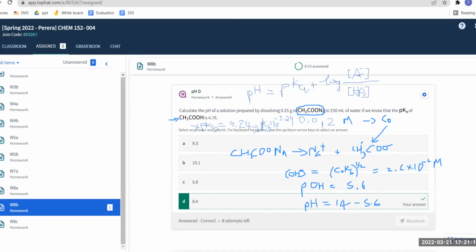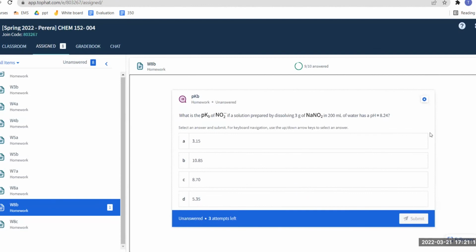What is the pKb of NO2 minus if the solution is prepared in water? It could be similar, right? It's the same thing. NO2 minus is the conjugate base of HNO2. What's the pKb?